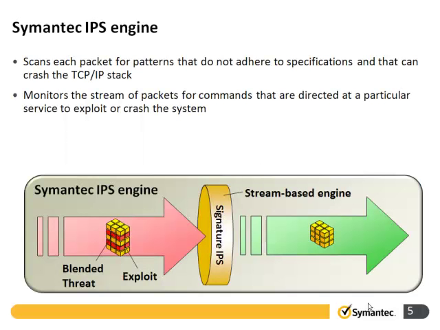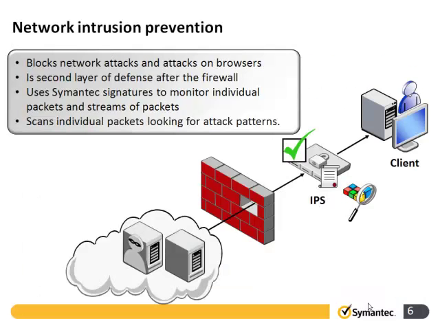The Symantec IPS engine is installed by default as part of the installation, and what it does is it scans each packet for patterns that don't match the specific settings, maybe looking to crash the TCP/IP stack. It's a stream-based engine, and it can match multiple different packets, a blended threat coming through. The network intrusion prevention is there to block network traffic or attacks, possibly on browsers as well. It's that second layer of defense after the firewall, and it uses those semantic signatures to monitor those individual streams of packets.